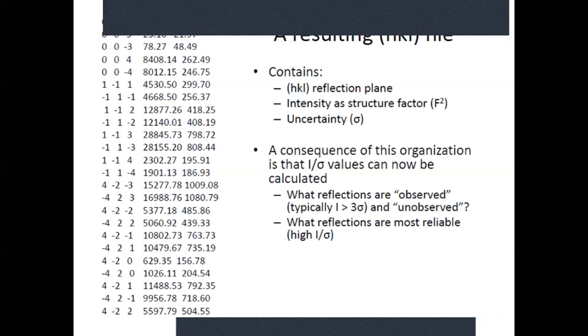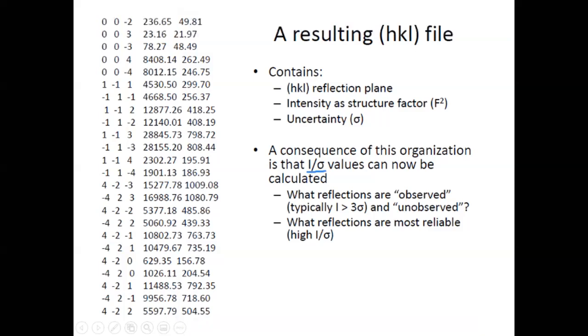And so now that we know the intensity, we know its uncertainty, we can calculate what's referred to as I over sigma. And so I over sigma tells you the quality of your reflection data. So we have words we like to use called observed data. And observed data is typically when the intensity is greater than 3 sigma. And then there's unobserved. And so there are different sets of reflections based on the observed, which is the intensity greater than 3 sigma.